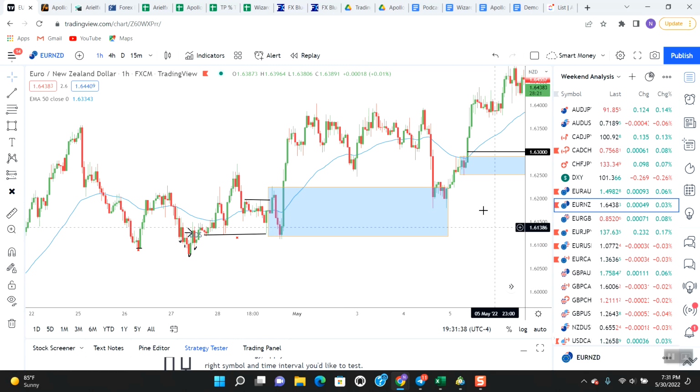Smart money will always trump everything. So now we have made the higher high.